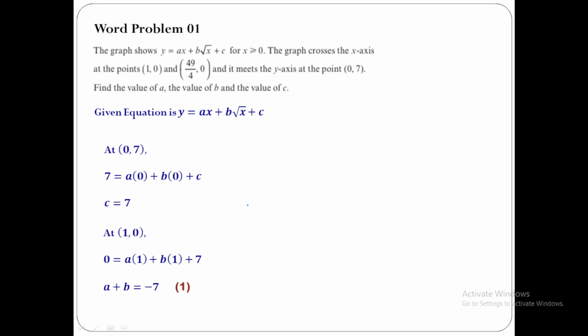1 times a is a, root of 1 is 1, so b, then substituting c as 7, we get a plus b equal to minus 7. Let's keep this as equation 1.